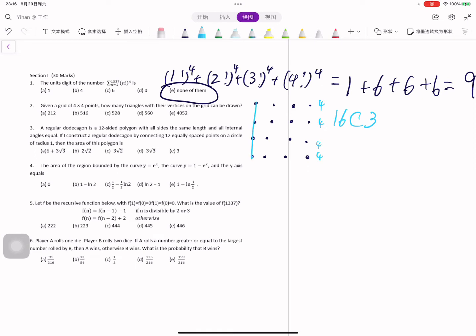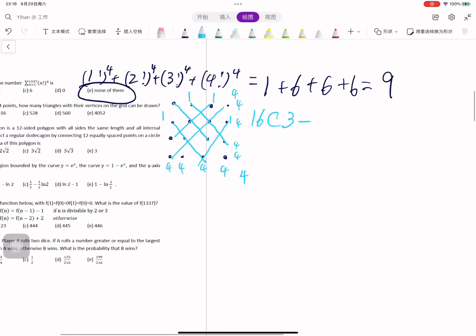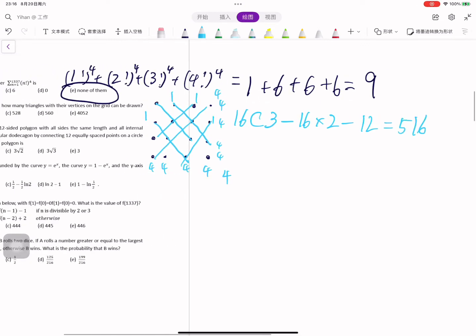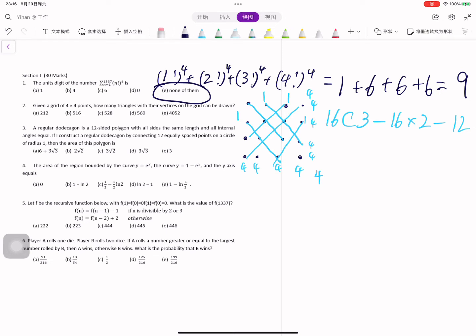And in this direction, we have also 16 ways. And in this direction, we have 4. And on these 2 lines, only 1. And also 1, 4, and 1. Seems very messy, but we just minus 16 times 2 and then minus 12, and the answer will be 516, and we find the answer.